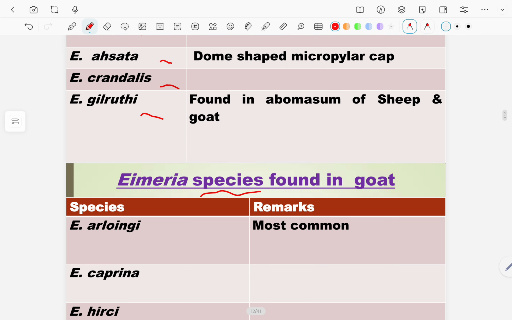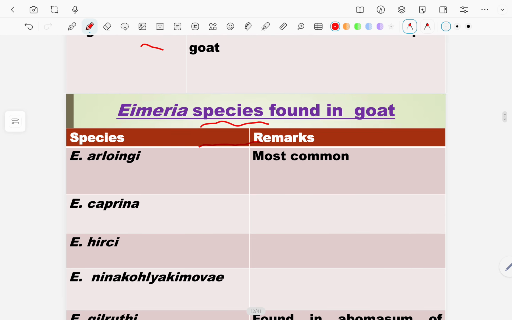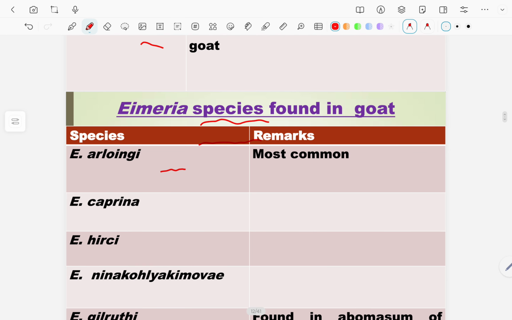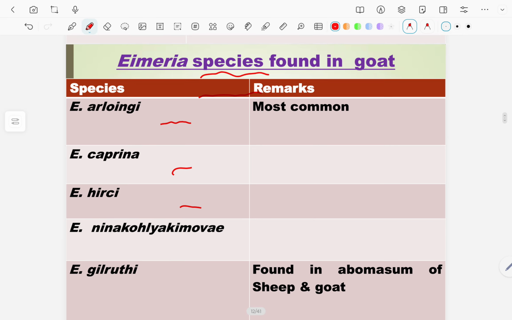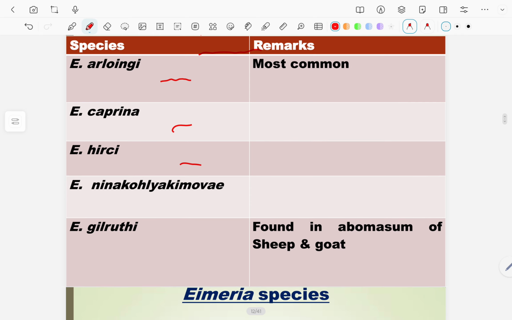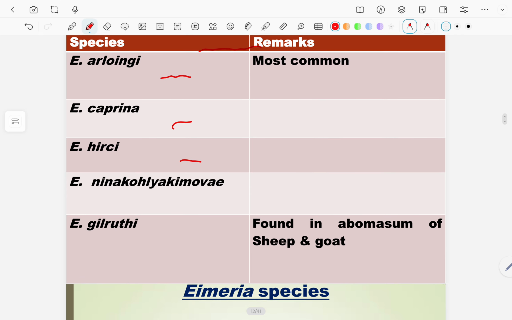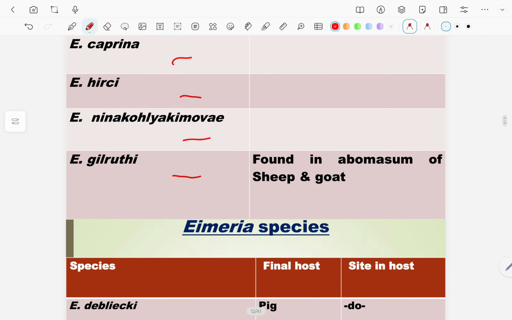Eimeria species found in goat. Species and remark. E. arloingi, most common. E. caprina, E. hirci, E. ninakohlyakimovae, E. gilruthi, found in abomasum of sheep and goat.